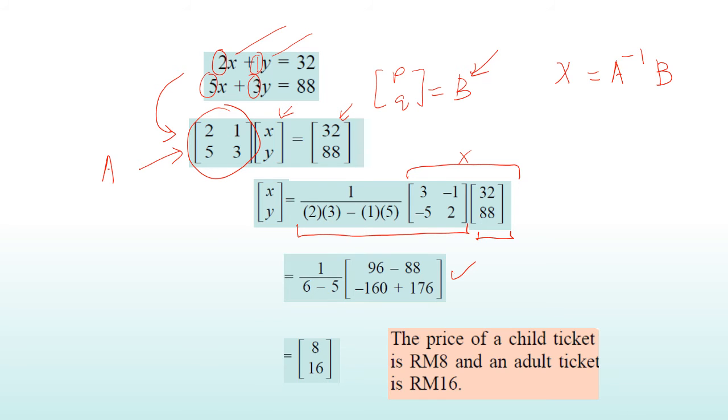So when you get this answer, you cannot just leave it like that. You have to say that the price of a child ticket is RM8 and the adult ticket is RM16. So this is the answer.